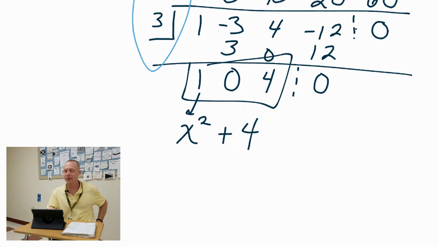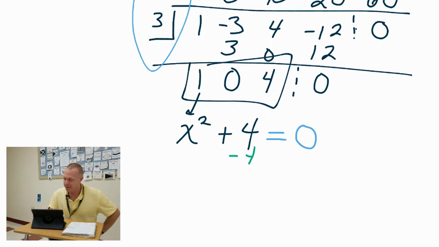Now that depressed polynomial is solvable, right? Right. You just want to set it equal to 0. And, oh, you mean just kind of like solve it? You like subtract 4 and take the square root of -4? Yes, that's what I mean.